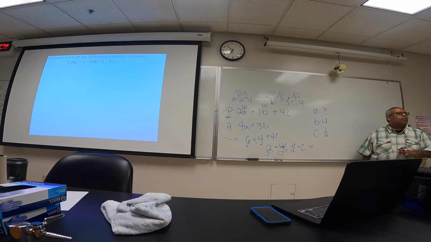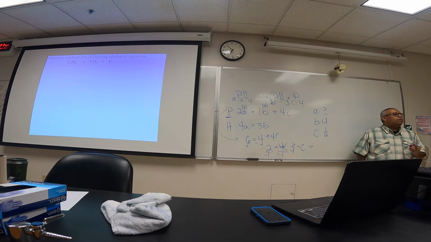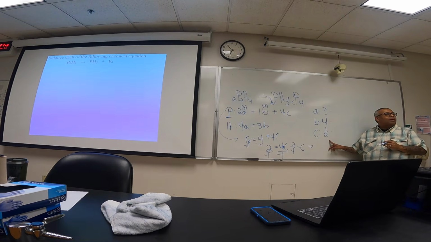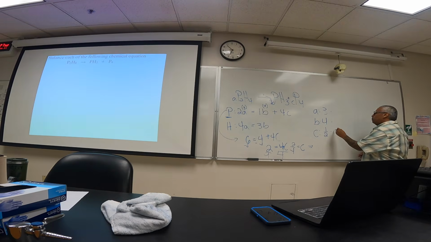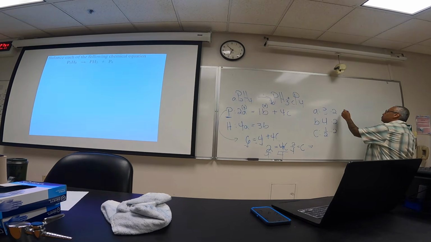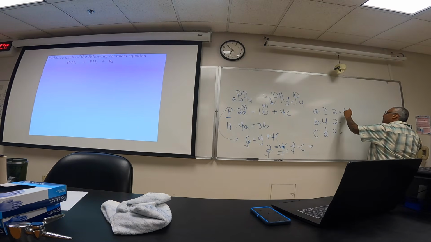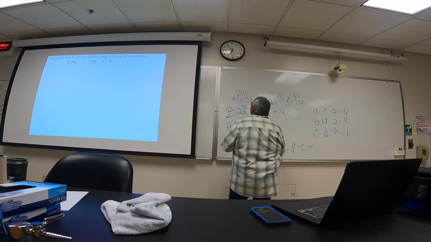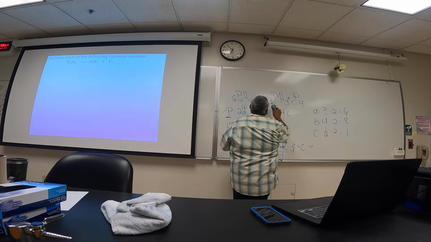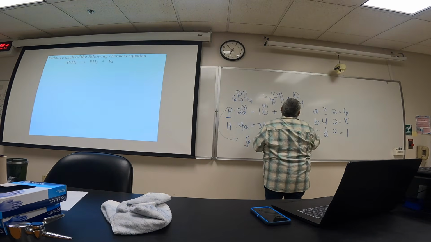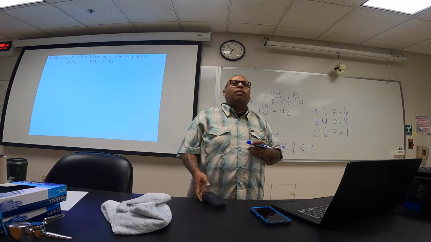And this is where students panic. They go, oh no, it's a fraction. I want to get rid of this fraction. If I multiply this by 2, I have to multiply this by 2, and I have to multiply this by 2. 6, 8, and 1. A is 6. B is 8. And C is 1. And there's no guessing game there.